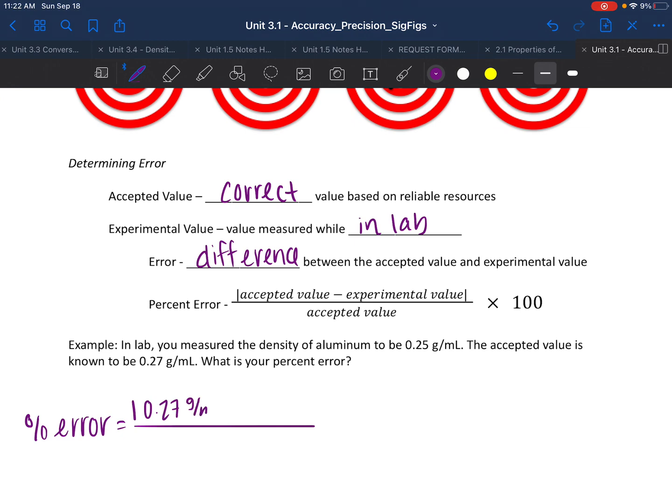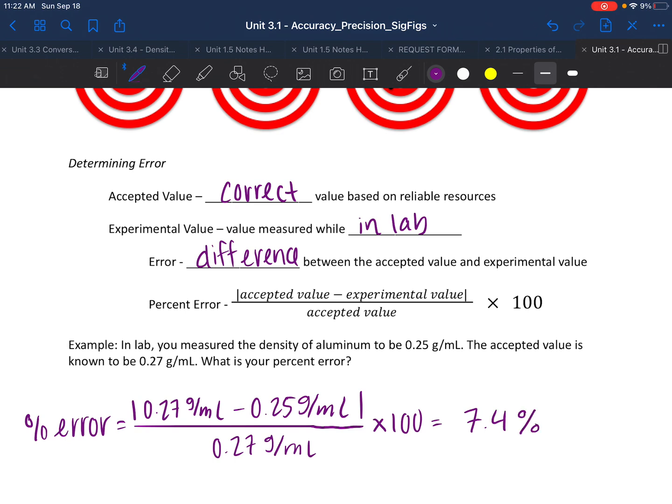0.27 grams per milliliter, and subtract our experimental, so what we got in lab, 0.25 grams per milliliter, and take the absolute value of that. Then we'll divide it by the accepted again, so 0.27 grams per milliliter, and making sure to multiply that by 100. If you plug this all in your calculator, you would get that our percent error is 7.4%.